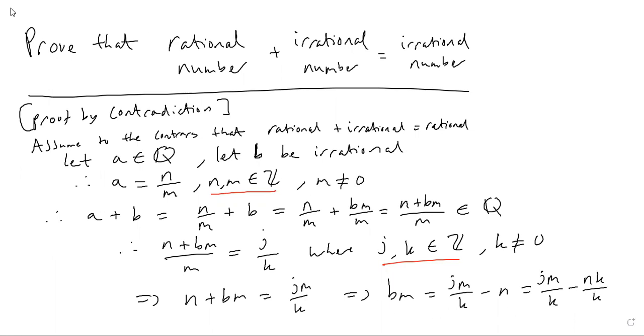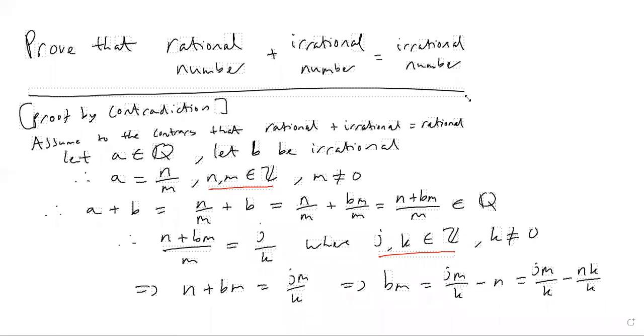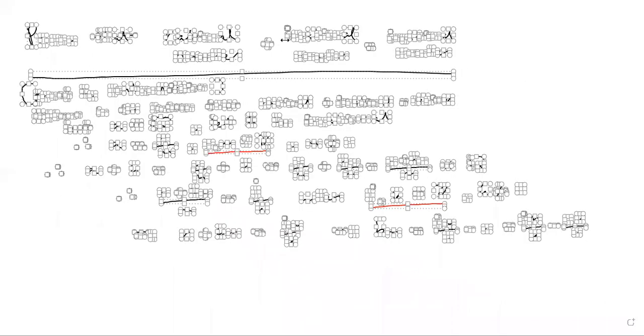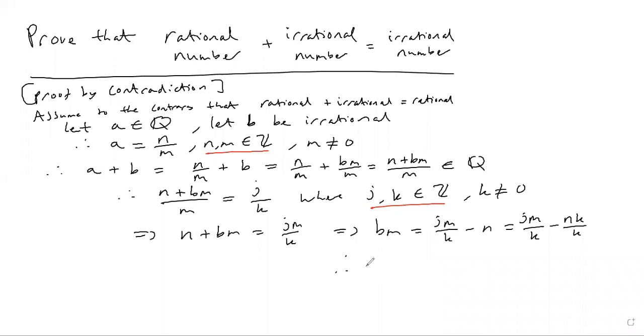This is now exactly the same as BM equals JM, take away NK, divided by K. I'm now going to divide both sides by M. And if I do that, I get B equals JM minus NK over K times M. So we've got JM on the top, J times M, take away N times K.